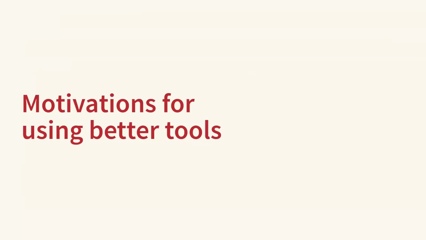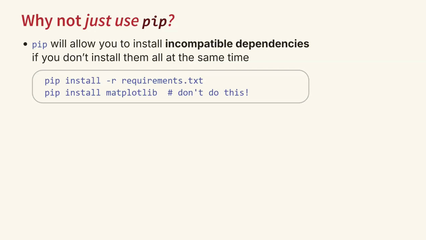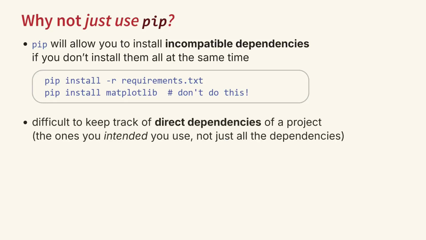So I'll start with some motivations for using better tools. Why are the tools that come built in sometimes slightly lacking? Well, let's start with why wouldn't you just use pip? One of the problems that I've encountered with pip is that if you're not careful, you can install incompatible versions of dependencies, and this happens generally if you don't install things at the same time. Quite a common pattern I see beginners do is pip install a requirements file that a project uses, and then later on they think, oh, I need to use another tool. So they'll pip install that. That can then break the whole environment, leaving incompatible package versions installed, and it's hard to get out of that.